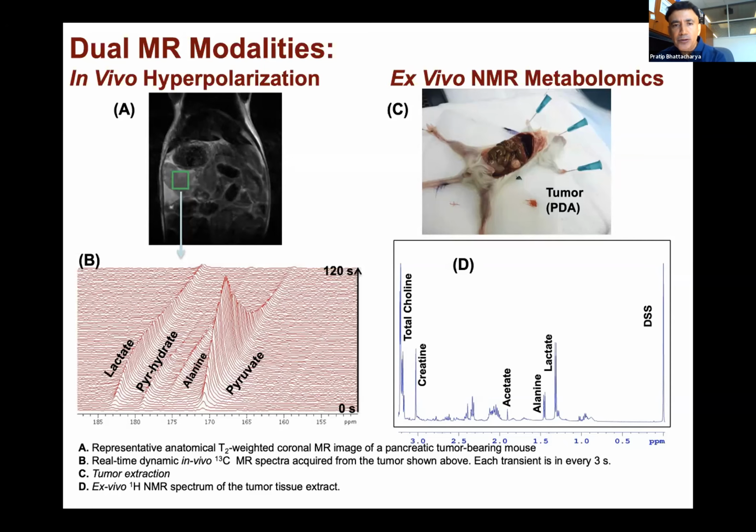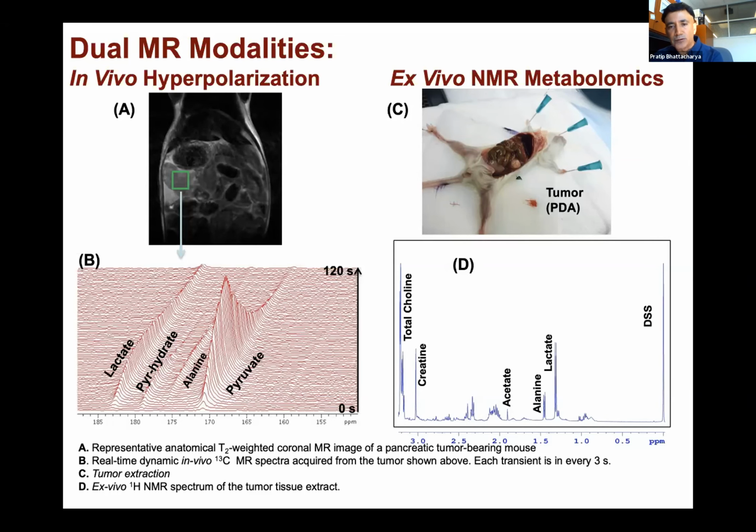Before I do, I want to show you we essentially follow 2 different modalities here. One is we inject hyperpolarized pyruvate in a pancreatic cancer mouse, and we see exactly the same thing: we follow the metabolism as it unfolds in the pancreas of a live mouse. Then we sacrifice the mouse, and this is a gross image of this animal, and this is the pancreatic tumor. Then we take the tumor out, flash freeze it, and do a complete NMR-based metabolomics.